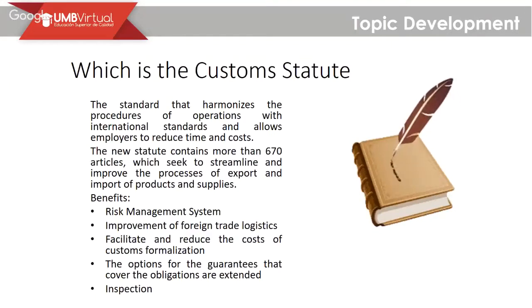So the new statute contains more than 670 articles which seek to streamline and improve the process of export and import of products and supplies. Which are the benefits that you can acquire if you study the customs statute? First, the risk management system. What is this for you?